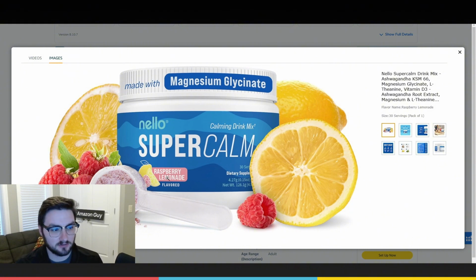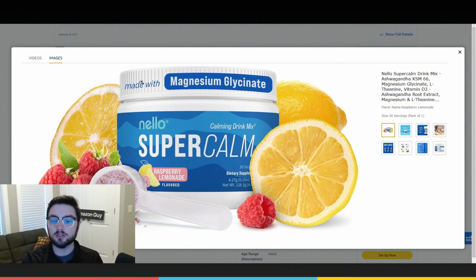You can see the flavor down here is raspberry lemonade. They have some raspberries down here. They have some lemons over here. On top of that, they're also utilizing this cap. So they're using "made with magnesium glycinate." This is likely a very important keyword for them, so they are using that keyword on the cap.